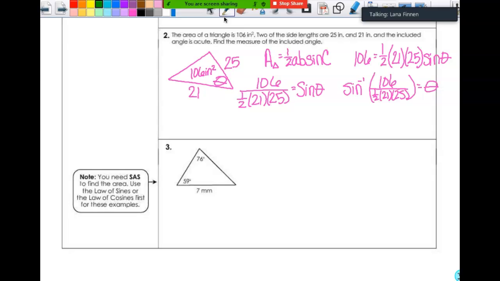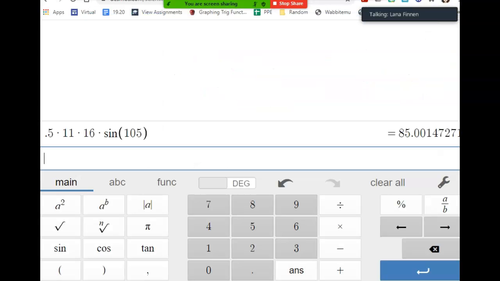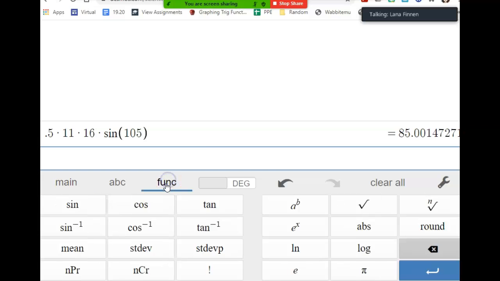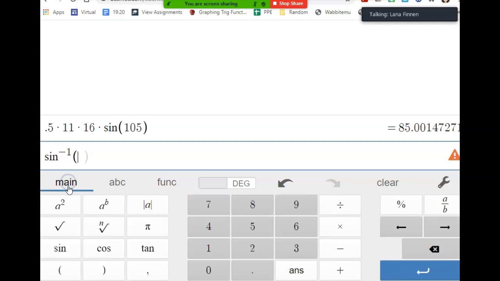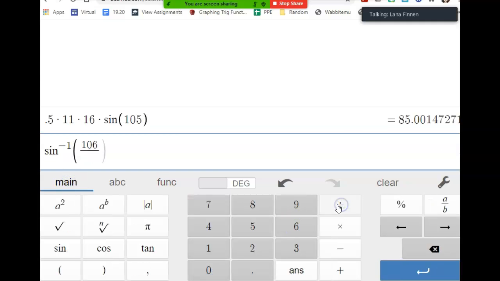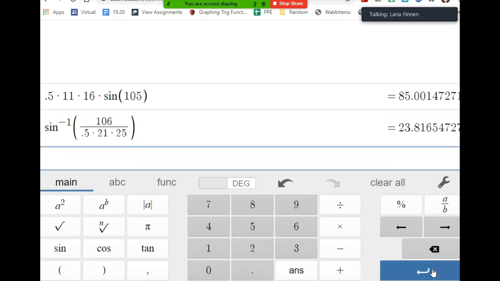So it says, find the measure of the included angle. Boom, that's it. So when we type that into the calculator, instead of doing something ridiculous, I'm going to do sine inverse. So function sine inverse of, I already forgot because I threw myself off there. All right, 106 divided by, I'll do 0.5 times 21 times 25. Okay, that's what I'm looking for right there, instead of making stuff up. There's my answer.